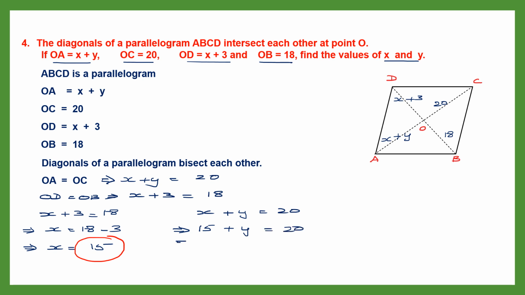So now to find the value of y, y is equal to 20 minus 15. So 20 minus 15 is 5. So we have found the value of y. y is equal to 5. So we have our answers here. x is 15 and y is 5. We have found the values of x and y.